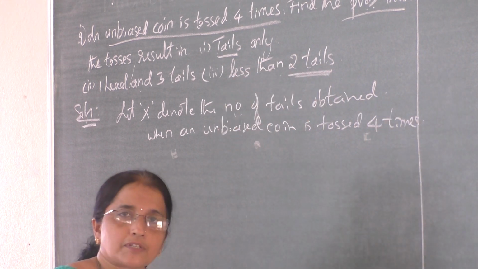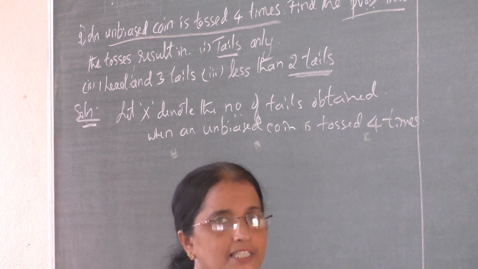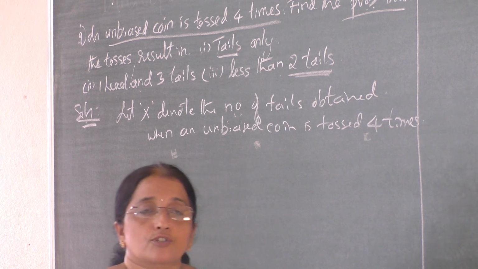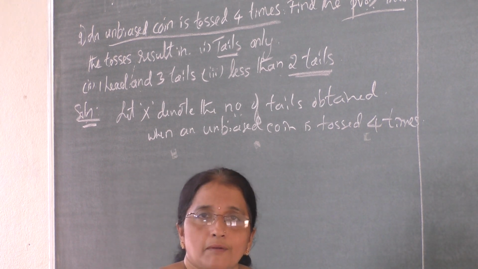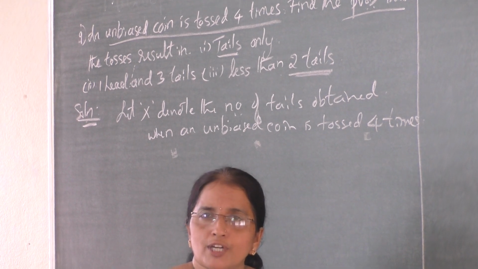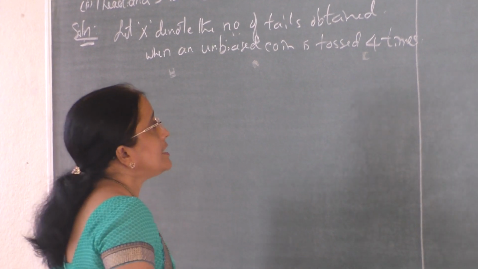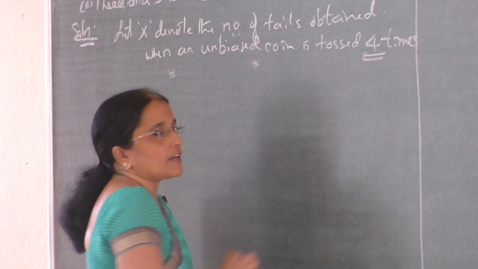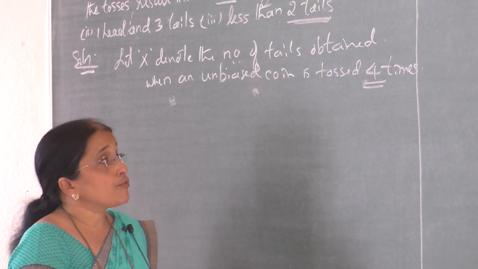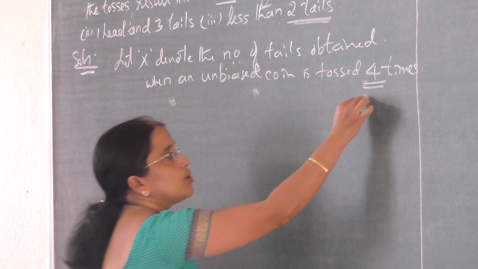So how many times has the Bernoulli experiment been repeated here? 4 times. We have seen the parameter of a binomial distribution, n, which indicates the number of trials. So n equal to 4 here. The Bernoulli experiment is repeated 4 times, so n is equal to 4.